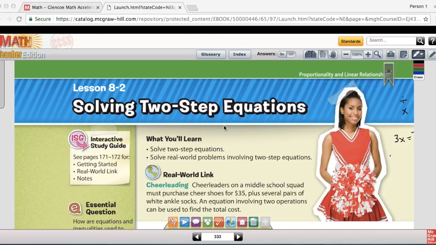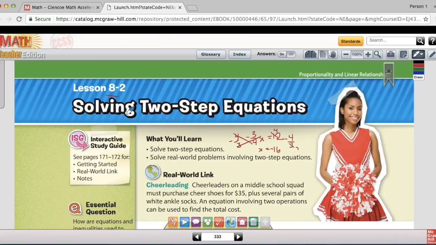In Lesson 8.1, we were solving what's called one-step equations because it only required one step to find the answer. So we saw things like -3/4 x equals 12. And we had to multiply, in this case, by the reciprocal, which is -4/3, and we get an answer of x equals -16. That's called a one-step equation because it only required one step.